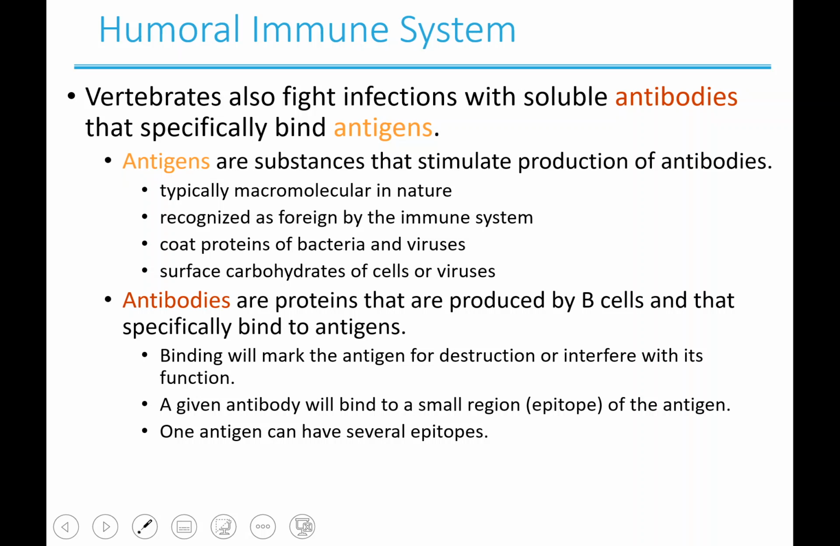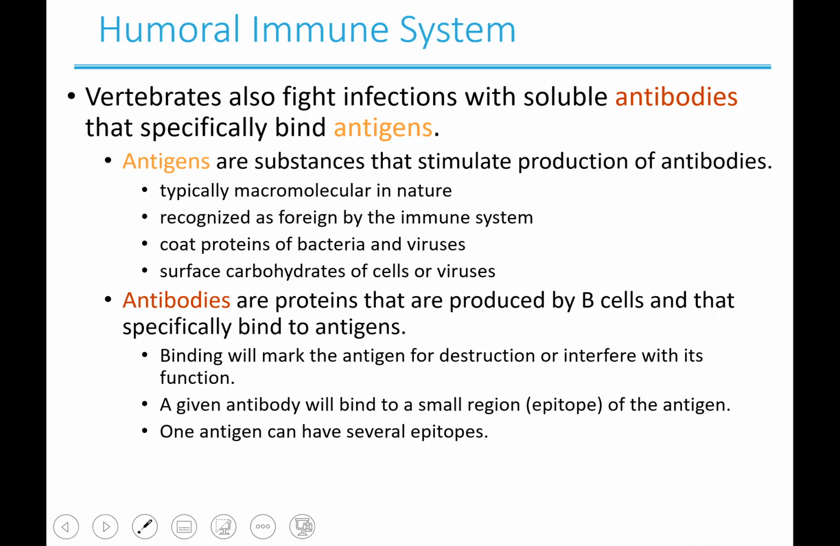The fluid immune system is where infections are fought off with soluble antibodies. They bind specifically to certain things that we refer to as antigens. Antigens are substances that stimulate production of antibodies, and they can be numerous things. Typically, they're bigger, macromolecular in nature, and recognized as being foreign by the immune system.